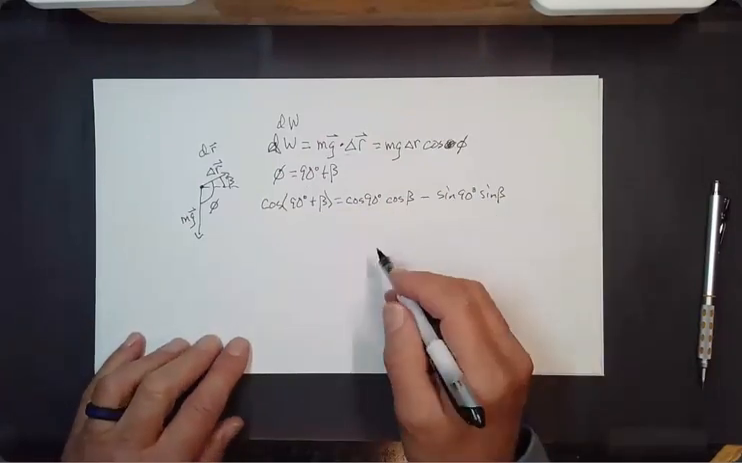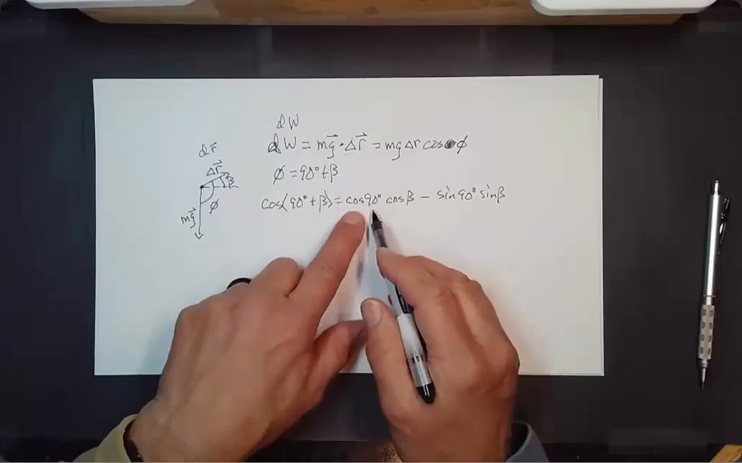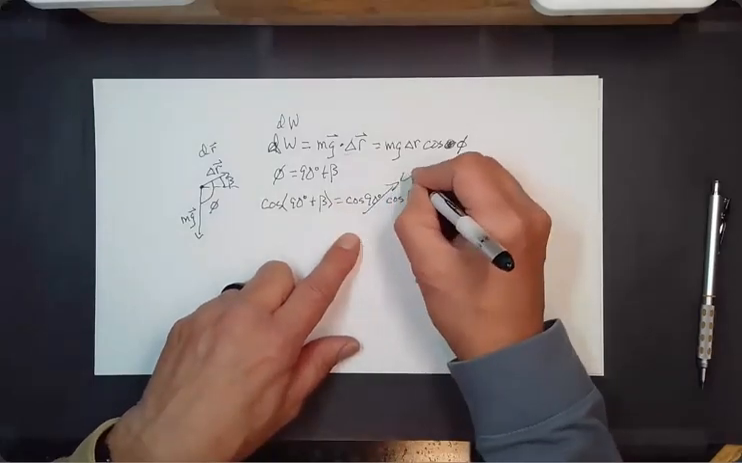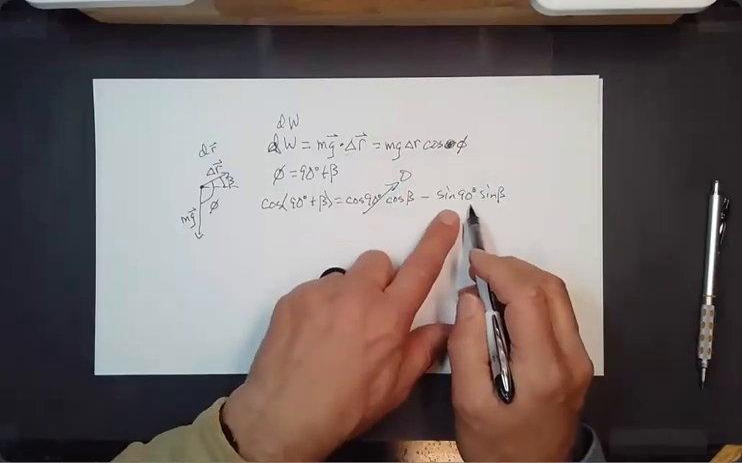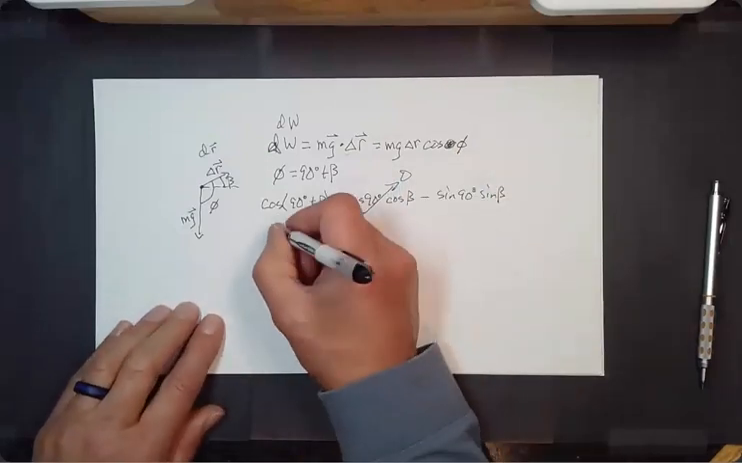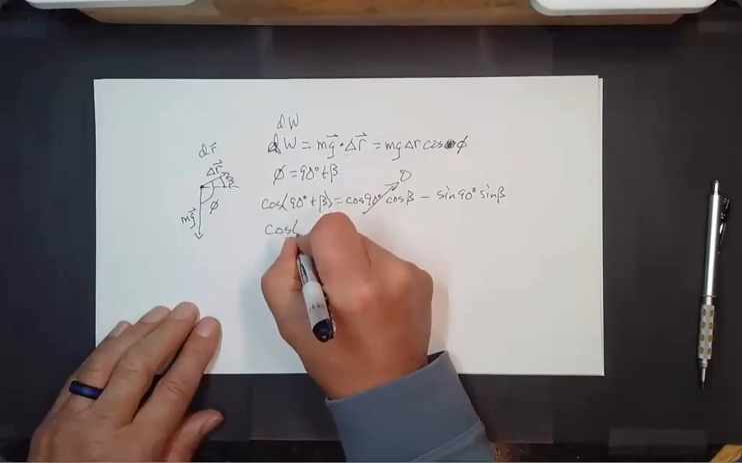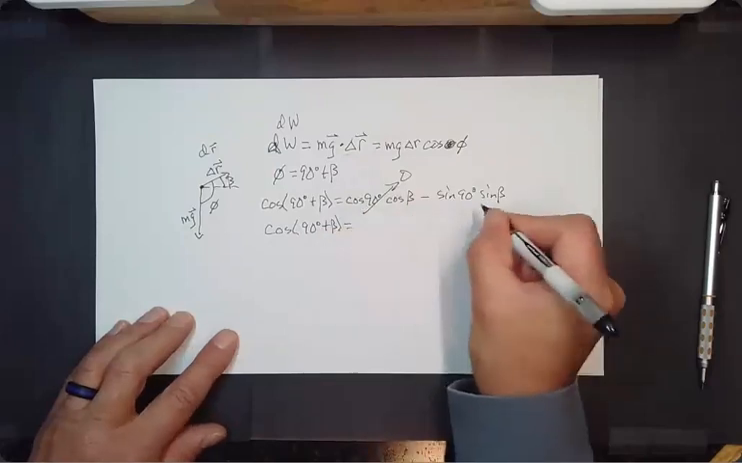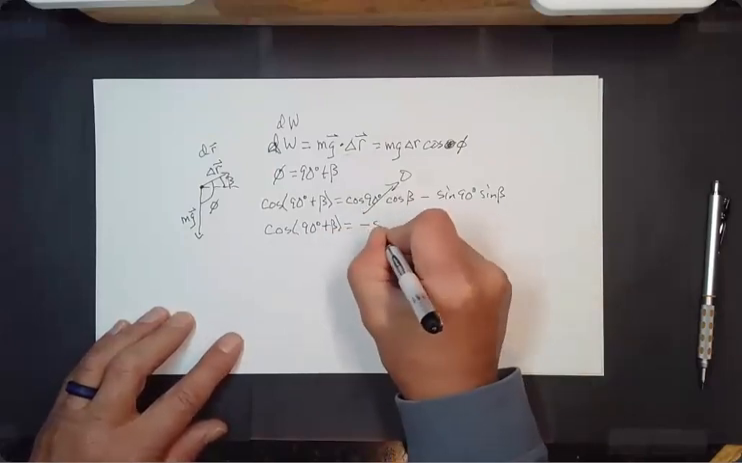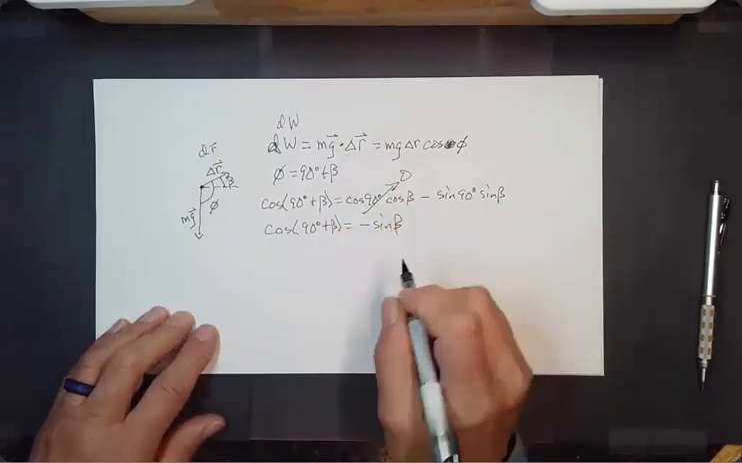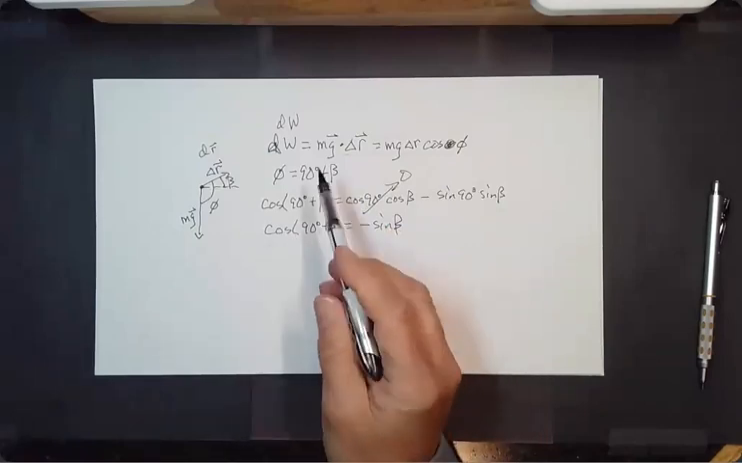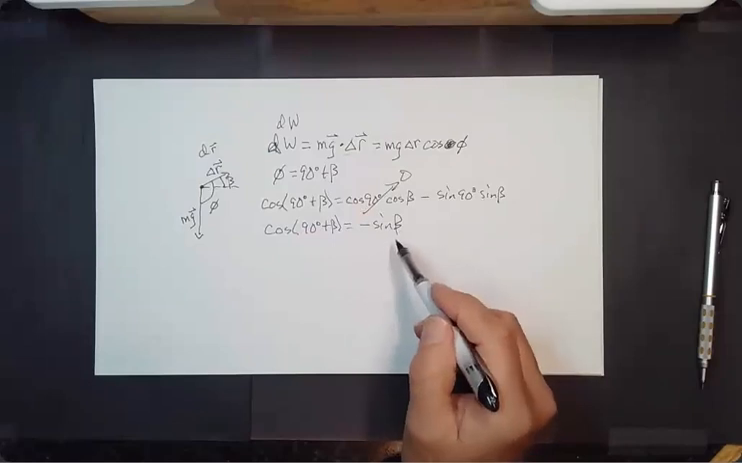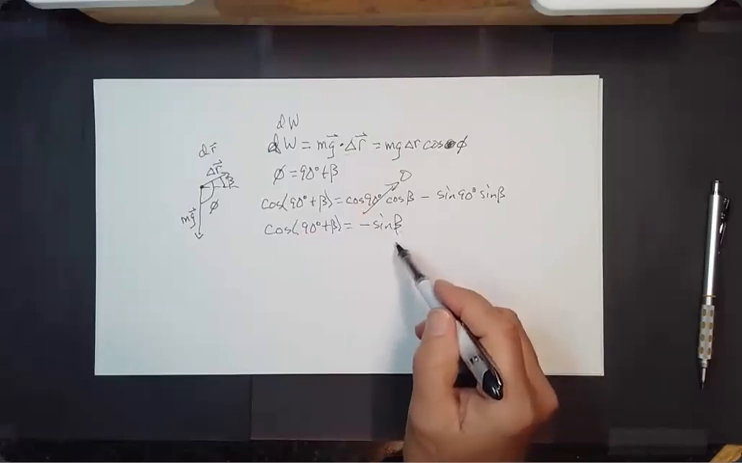But in this particular case, that's what it is. Well, the cosine of 90 degrees is 0. So this term vanishes. So that thing's gone. Sine of 90 degrees is 1. So what it ends up being is the cosine of 90 degrees plus beta is just equal to minus the sine of beta. When you go past 90 degrees, the cosine goes negative on you. And so that's what this ends up being.